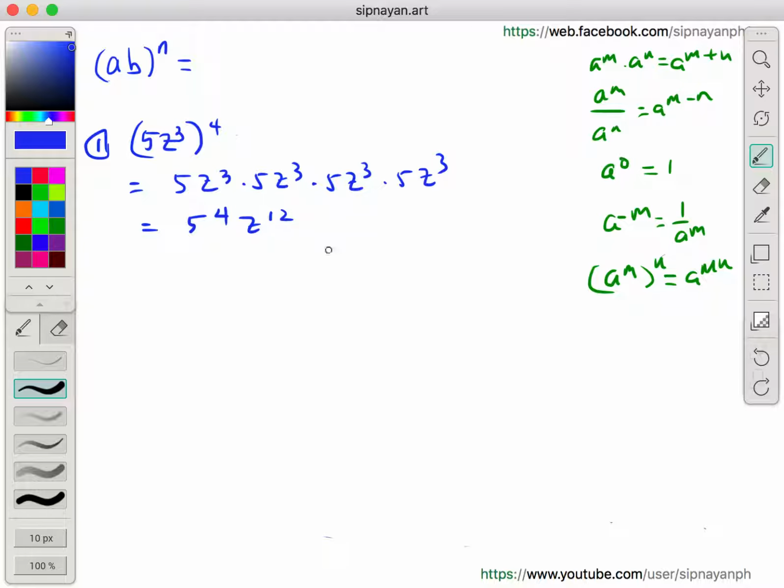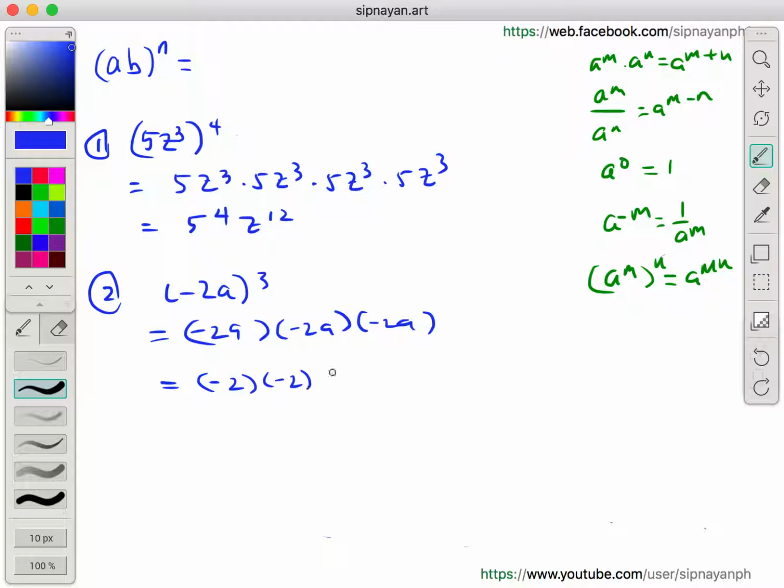And another example is, pag nagkaroon tayo ng negative, for example, (negative 2a) cubed. Paano yun? Magiging negative 2a times negative 2a times negative 2a, which is equal to negative 2 times negative 2 times negative 2, and then tatlong a rin. Which means we have (negative 2) cubed, a cubed.